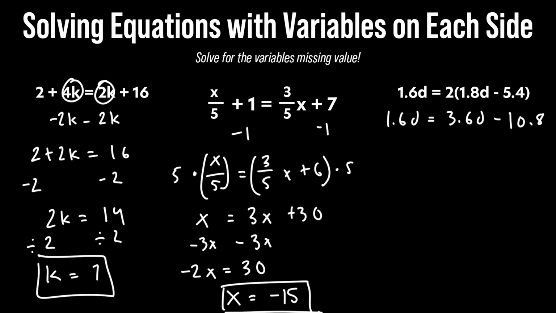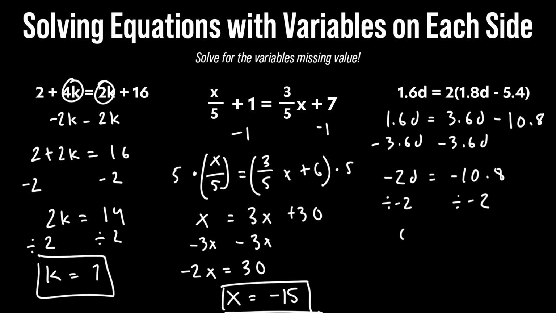Let's subtract both sides by negative 3.6d so that we can have d on just the left-hand side. So we have negative 2d is equal to negative 10.8. And now we can divide by negative 2, and we have d is equal to 5.4. And so that's our answer.